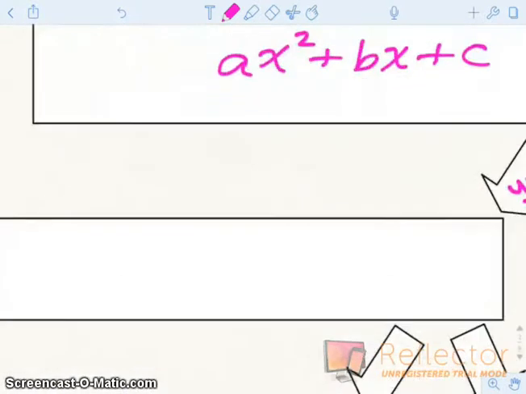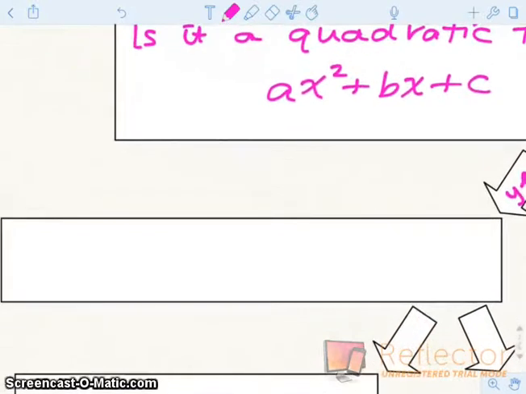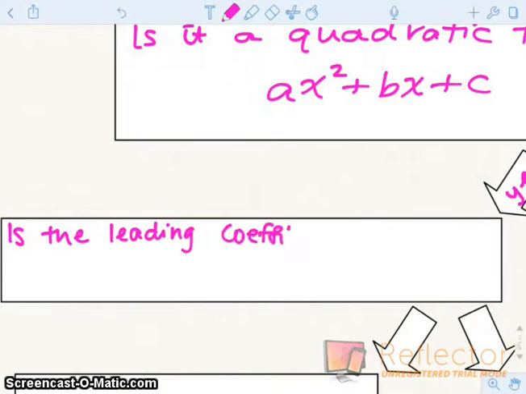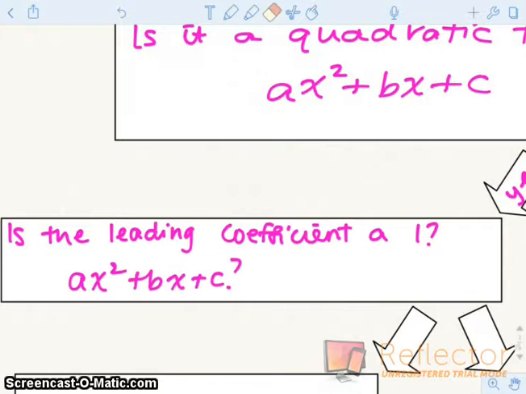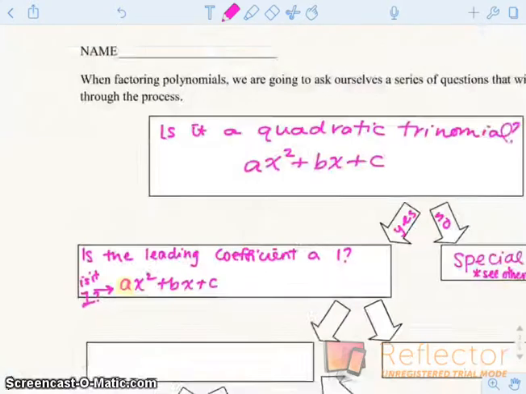So our next question is, is the leading coefficient a 1? And we're going to talk about what that means. So when I have ax squared plus bx plus c, oh, no question mark there. The coefficient attached to my highest exponent is my leading coefficient. So I want this number to be a 1. If it's not, it's going to be another special case. So I'm looking for that.